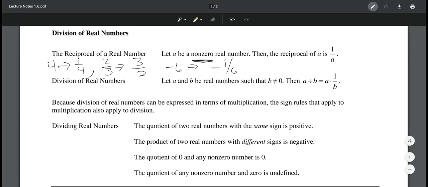Now, division of real numbers, as long as you are not dividing by 0, you're fine, as long as your B value is not 0. So in this problem, if you see a division problem, then you multiply by the reciprocal.